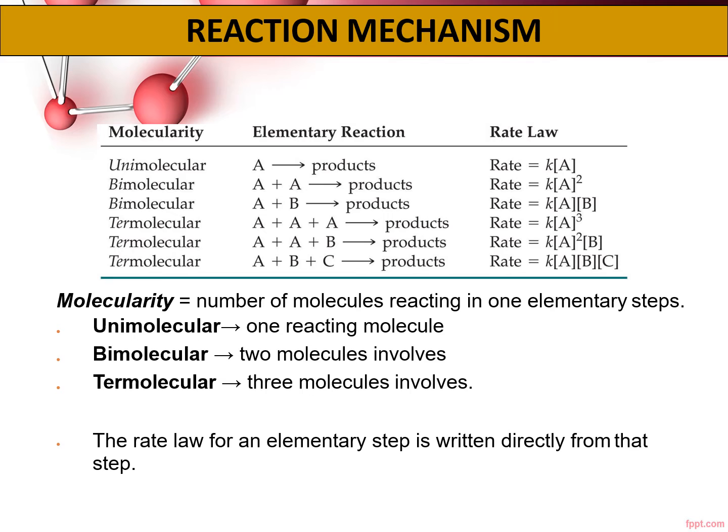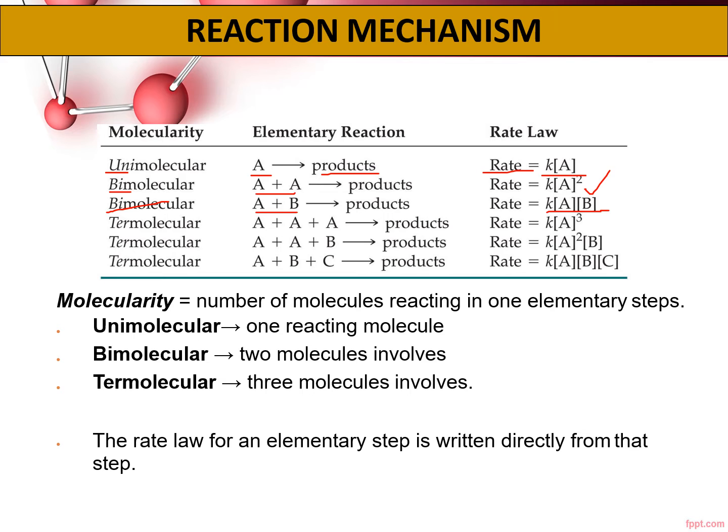Let's see an example of molecularity and elementary reaction and how we write the rate law. For example, unimolecular refers to a single molecule. For example, A just produces products, and the rate is equal to Ka only. But if you have bimolecular, that means you have two molecules, either A plus A or A plus B, which produce products. So for A plus A, the rate will be equal to Ka squared. But if you have A plus B, your rate will be Kab.